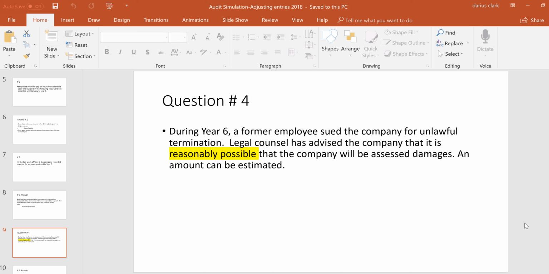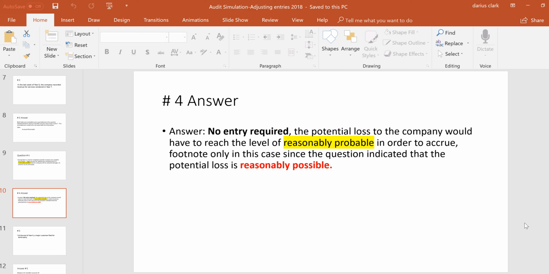Disclosure? Yes. Reasonably possible is not probable; it hasn't risen to the level of something you have to book. It's just something that they should footnote. So no journal entry required. That's what you would choose here, unless it rose to the level of probable, then you would have to accrue it.